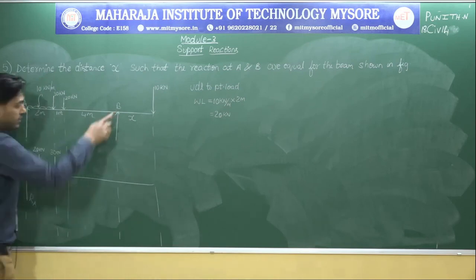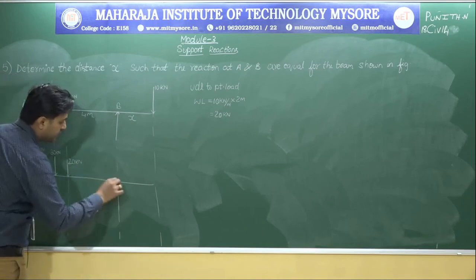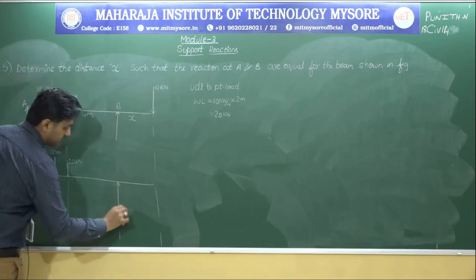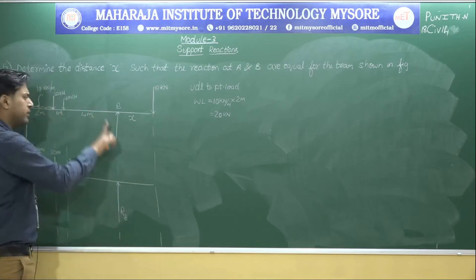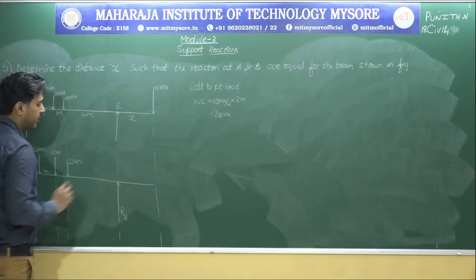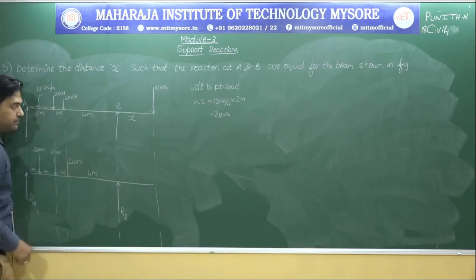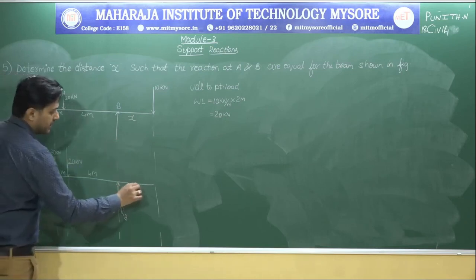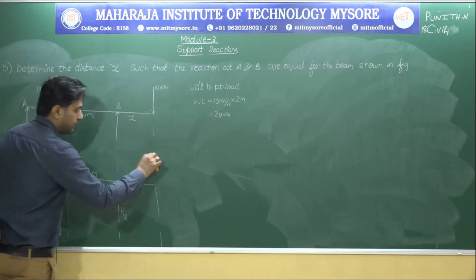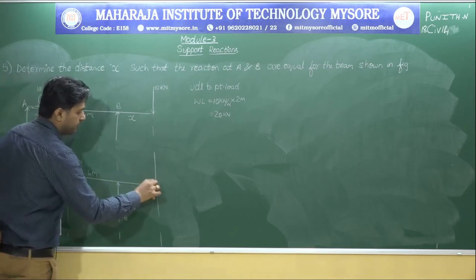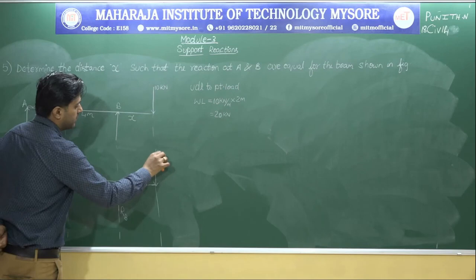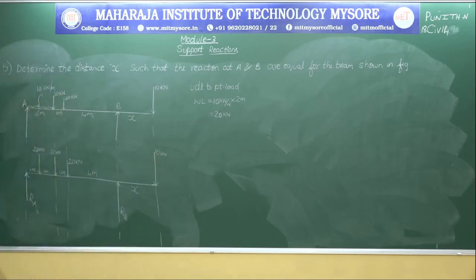Next, we have one more support at this particular junction. Because this is only one arrow, I will call it RB, and this distance is 4 meter. This is 1 meter. This distance they are calling X, and they have given this particular force as 10 kilonewton.